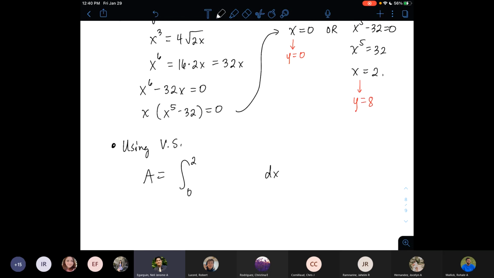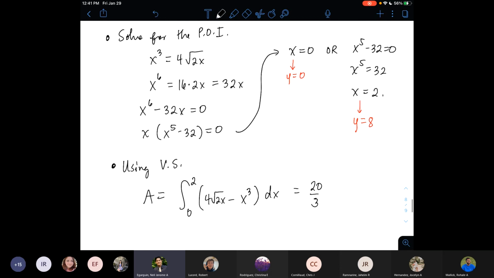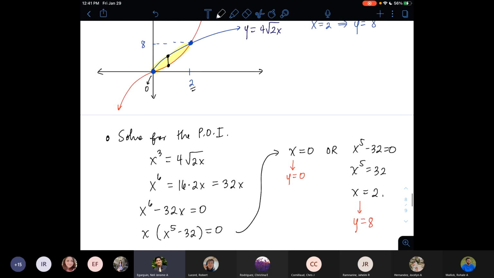So the bounds are from 0 to 2 of the square root function, the fourth root of 2x, minus the cubic function, x cubed. And then when you calculate this integral, Robert is right, you will get 20 over 3. Okay. Now let's try if horizontal strips would be as convenient as that.